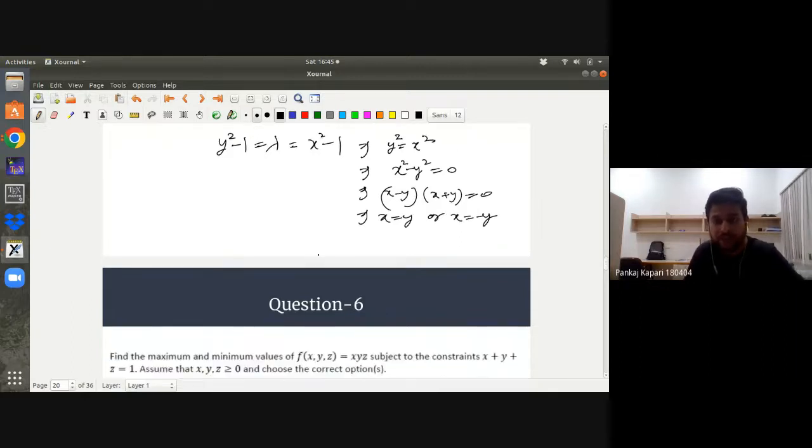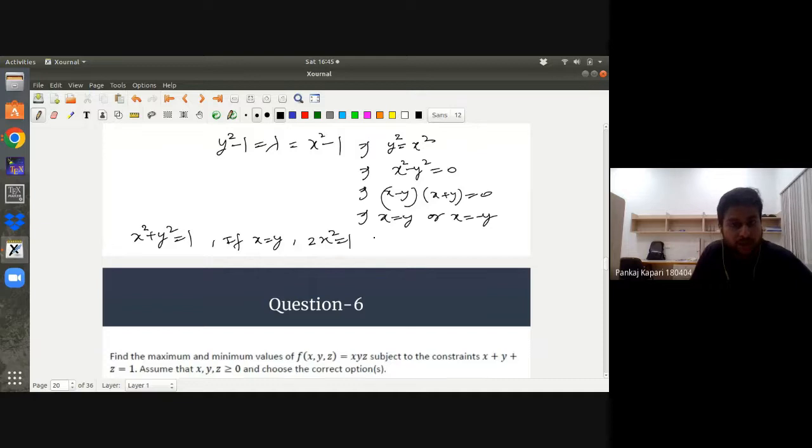Let's see what this condition gives. We know that x square plus y square is 1. So if x and y are equal, then what will happen? 2x square is equal to 1, and that will give x is plus minus 1 over root 2.